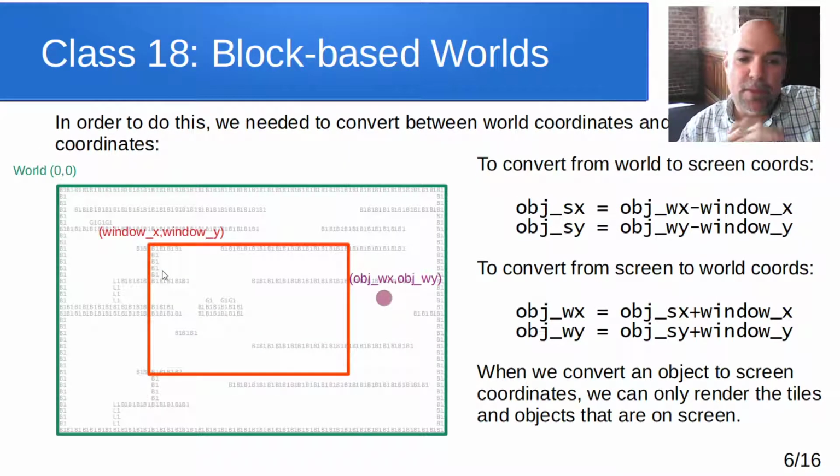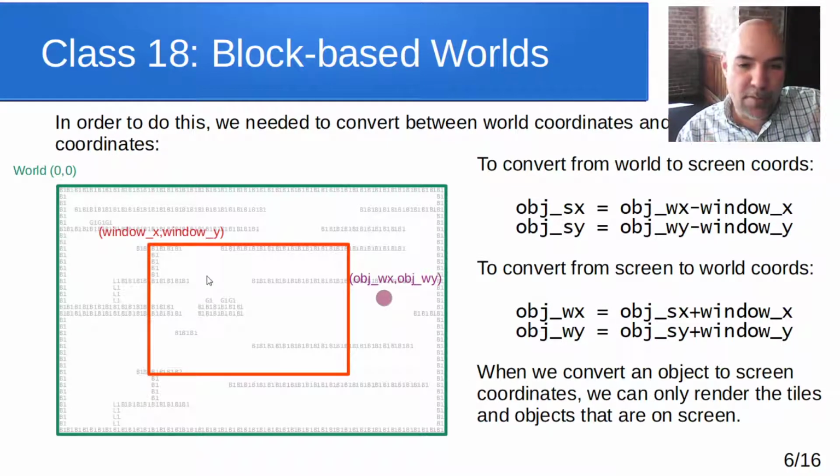In order to do that, we needed a way to convert between world coordinates and screen coordinates. A simple way of doing that is, if we have the window, the object's world X and world Y, and we want to convert to screen X and screen Y, we just subtract the window X and window Y, which is the upper left corner, from that. Then to convert the other way, from screen to world, we solve that the other way: object screen X plus window X, object screen Y plus window Y, and that gives object world X and world Y going back the other way. So just doing either a subtraction or an addition, we can convert either way.